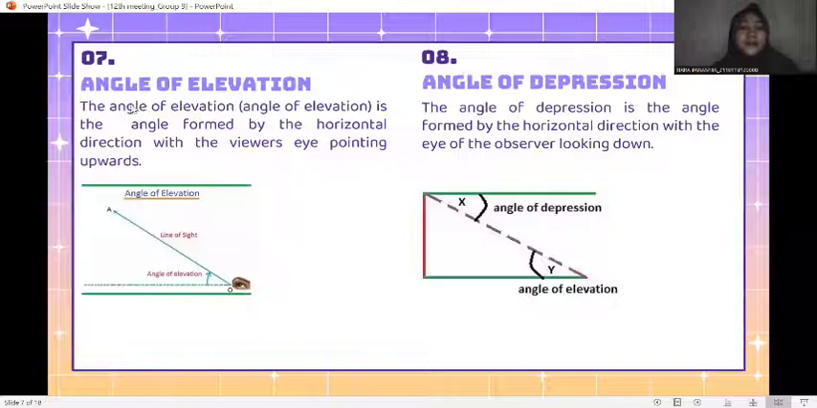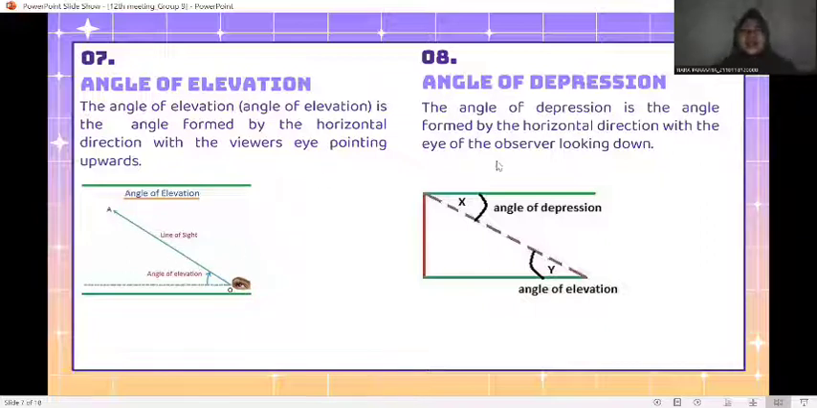Next, angle of elevation. The angle of elevation is the angle formed by the horizontal direction with the viewer's eye pointing upwards. So from the example, this is the angle of elevation, with the viewer's eye pointing upwards from the horizontal, looking at the object. This is a line of sight.